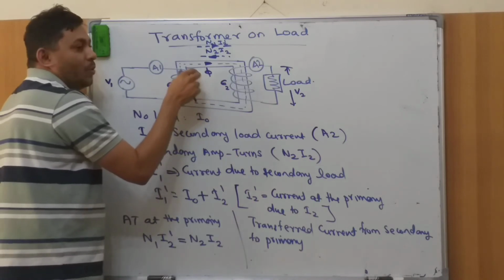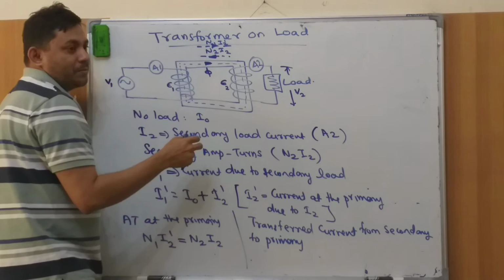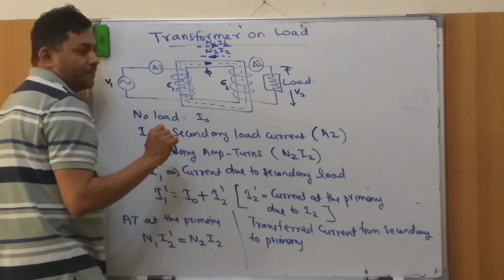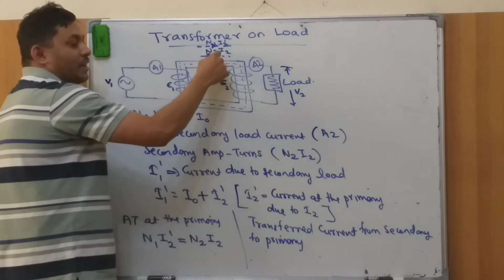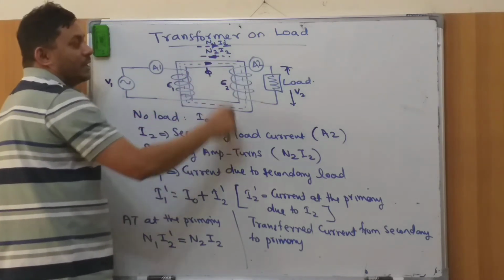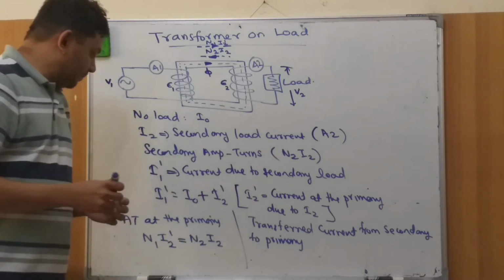What is the question? Why is the flux always constant, right? In the primary, whether you load or unload, full load or no load. The reason is there are counter ampere turns. One is due to N2 I2, the other one is N1 into I2 dash. Okay, so just copy down this.